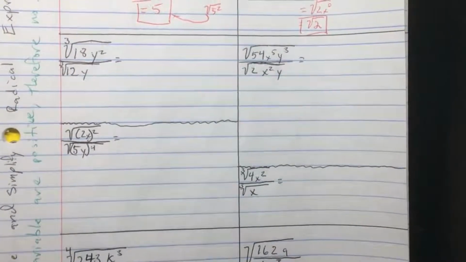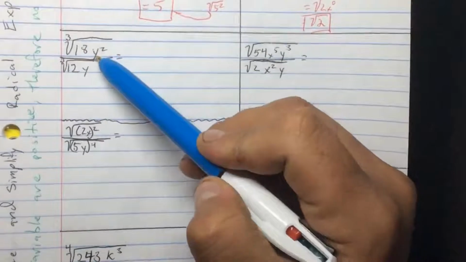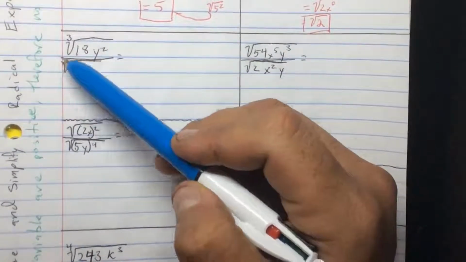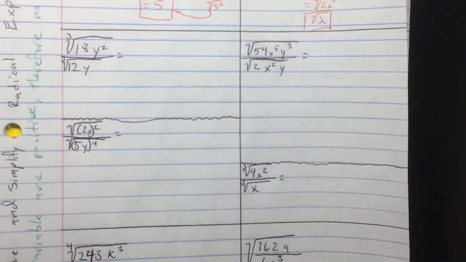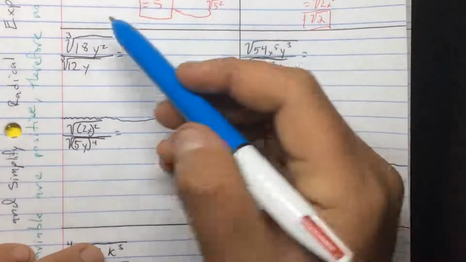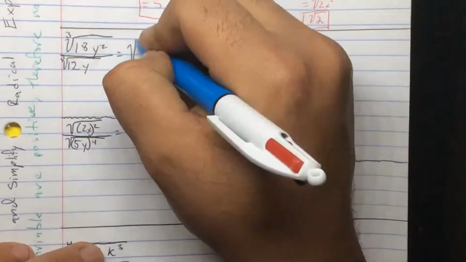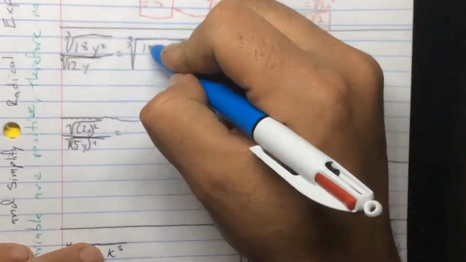So the first one we've got here is the cube root of 18y squared divided by the cube root of 12y. First things first, we see this is the same index, so we're going to rewrite this. Because it is the same index of cubed, we're going to write this under the same radical.